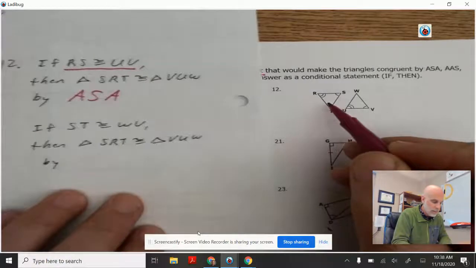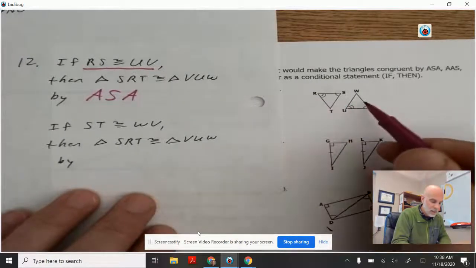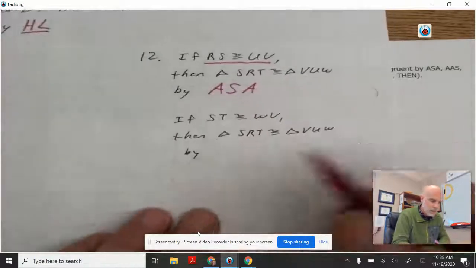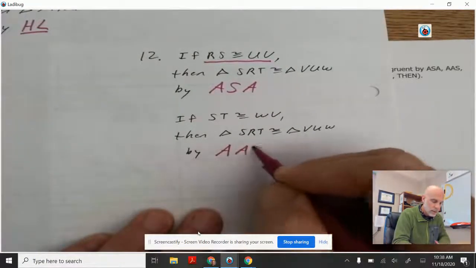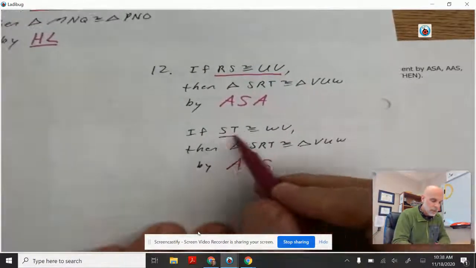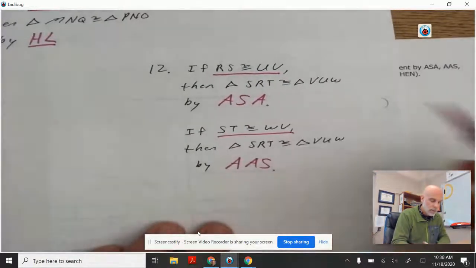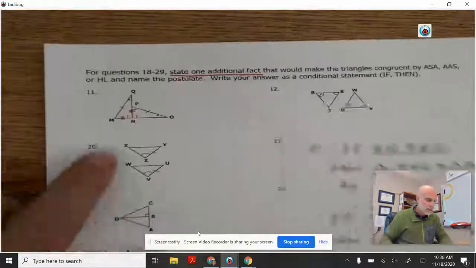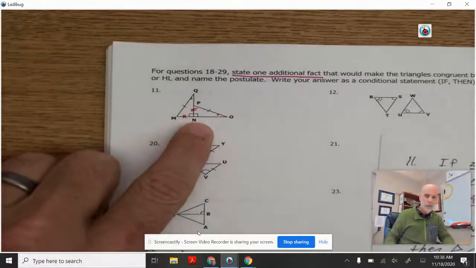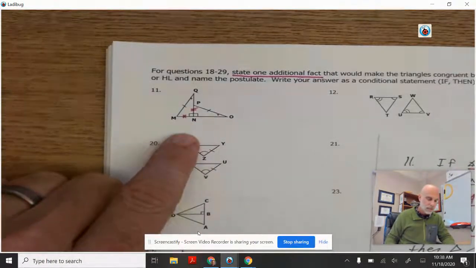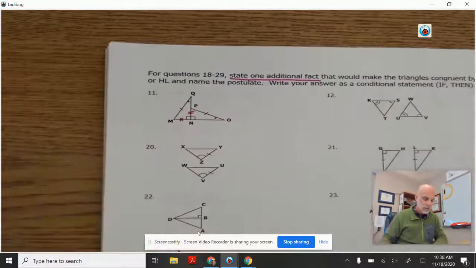Or some of you may have wanted to put a tick mark over here. If ST is congruent to WV, then that would not be angle, side, angle anymore. It would be angle, side. So it depends on what you see first. You can just go with it. But just know there's more than one answer. I even think on number 11, there's probably a third possibility. There's lots of ways to do these. You get to state the additional fact.